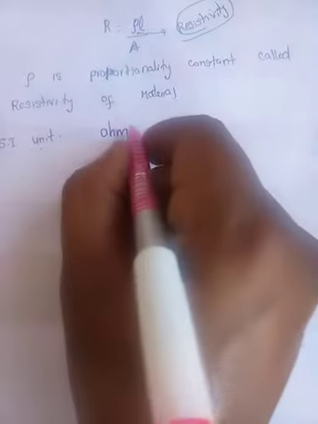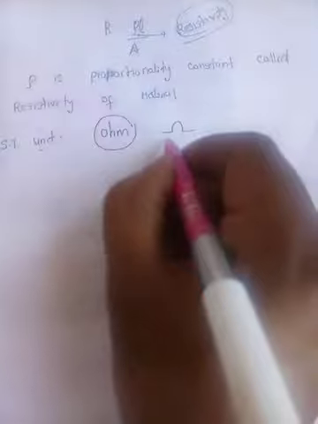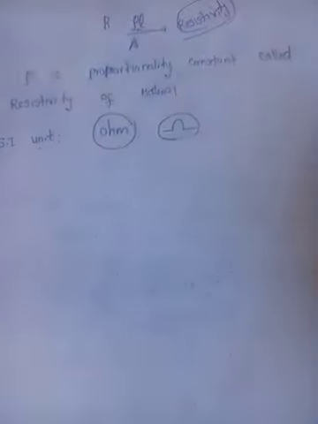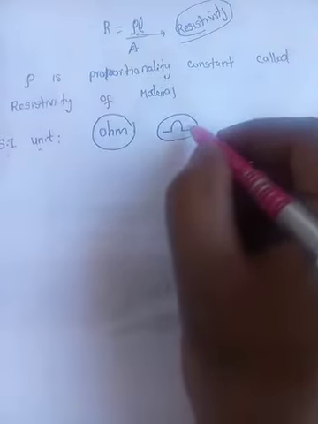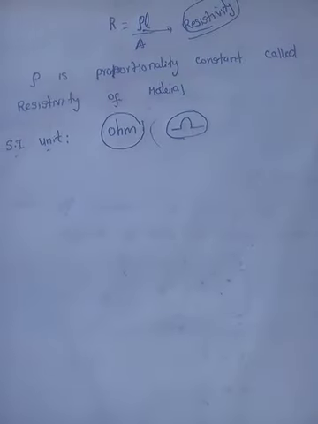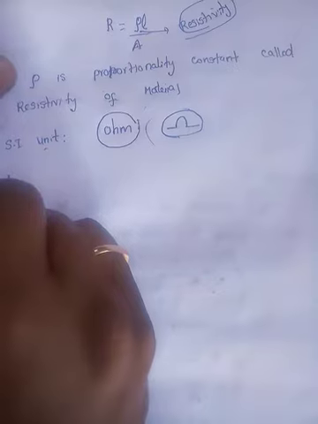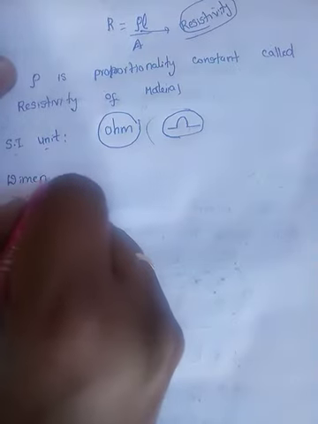Next, the SI unit of resistance. Resistance is measured in ohms. So the SI unit of resistance is what? Ohm. The symbolic representation of ohm is this one. There is no need to circle this one. This is the representation of what? Ohm. Next, we are going to write the dimensional formula for resistance.